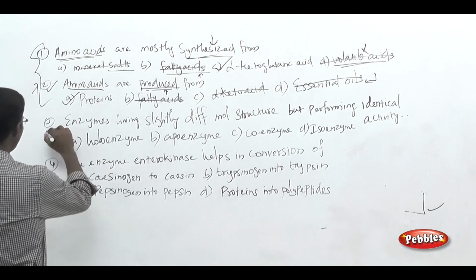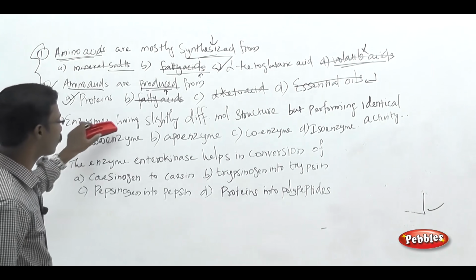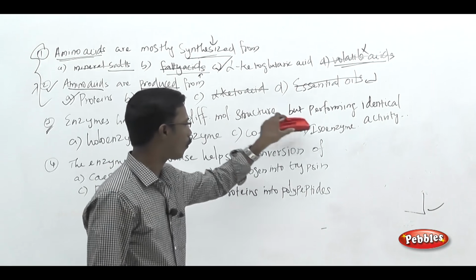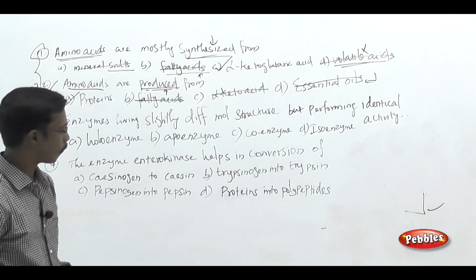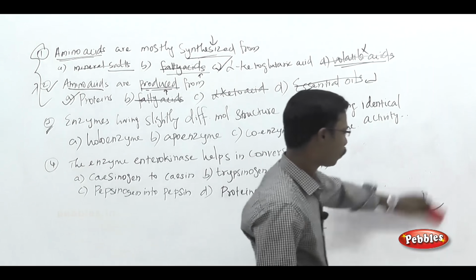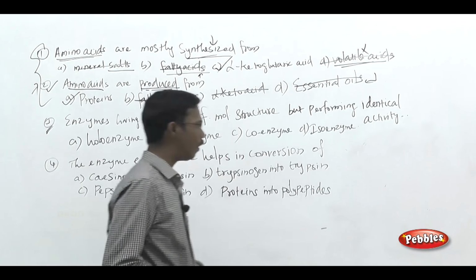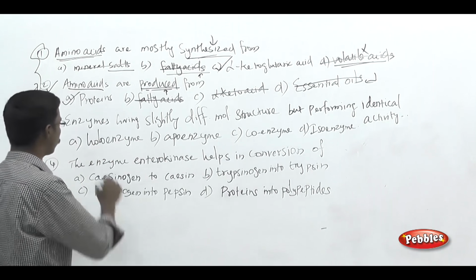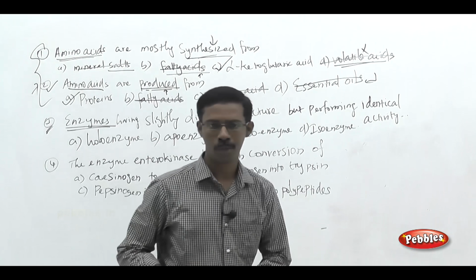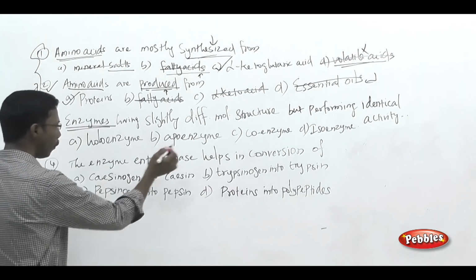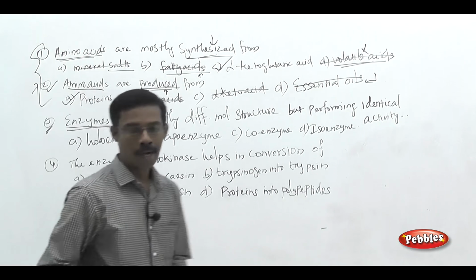Okay, so see the third question: the enzymes having slightly different molecular structure but performing identical activity. Okay, so we have seen something about the enzymes in the introduction classes. So now we will recall something about the enzymes. There are so many different terms you have to remember about the particular enzymes: holoenzyme, apoenzyme, coenzyme and isoenzyme.